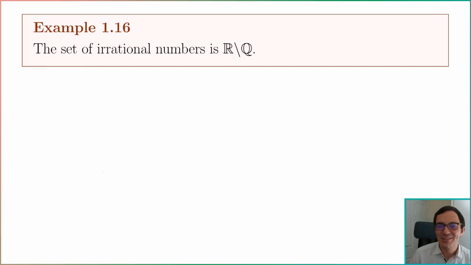Here's the maths examples. So irrational numbers, that's the set of things that are real but not rational.